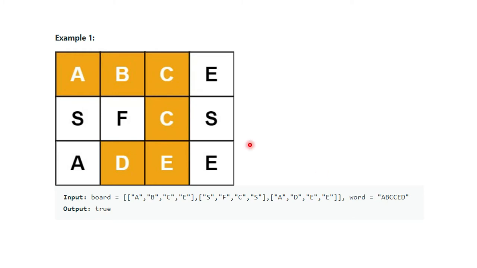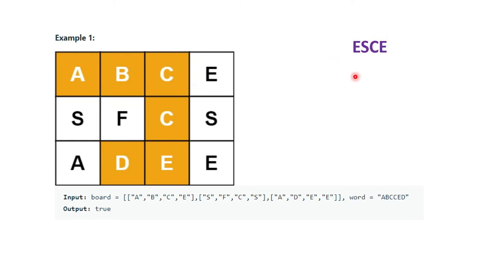How can you search? Suppose the first letter is A, and you find A somewhere. Then you can move right, left, top or down, and then you can search for the next letter. If you proceed that way, you have to check that without repeating any cell, you are able to search that word. So if you check here A, B, C, C, E, D, it is present.